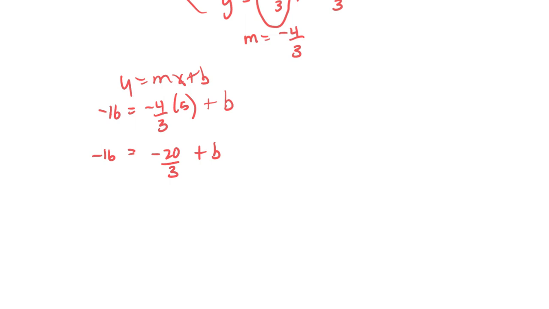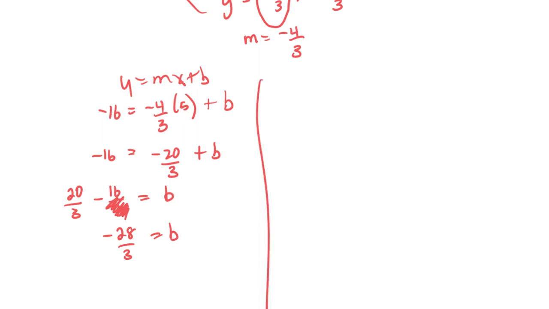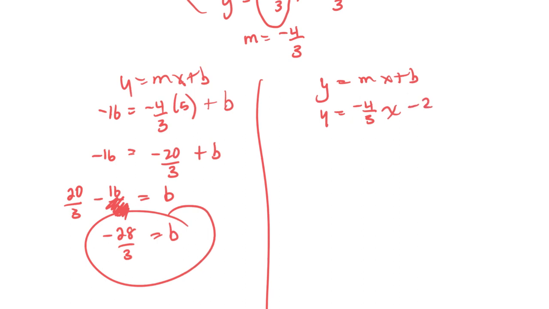And if I move the negative 20/3 to the other side, it'll be positive 20/3 minus 16 is equal to b. Okay, so 20/3 minus 16, not 16/3, just 16. So I think that's negative 28/3 is equal to b. I think, again, you should check me on that. And now let's rewrite the equation of the line. So the slope is negative 4/3 x, and the y-intercept, negative 28 over 3. So there's 2 or 3 questions where you do almost the same thing.